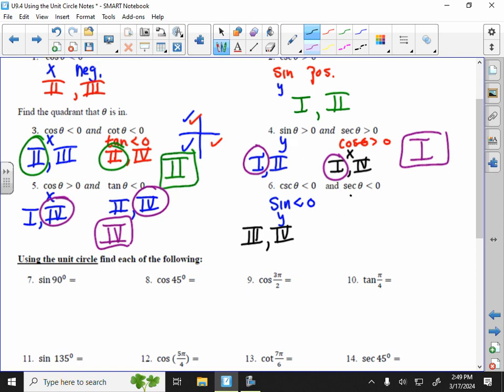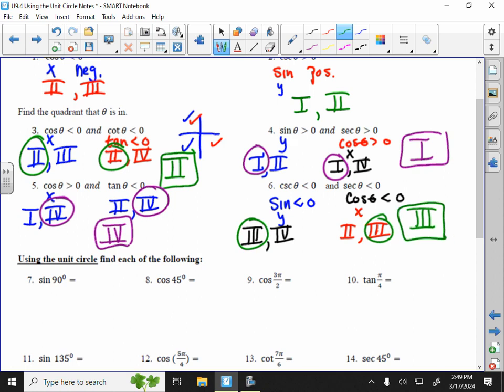Secant, which is the reciprocal of the cosine, when is that less than 0? Okay, so cosine, again, is our x values. So when are all the x values negative? All right, so the x values are negative in 2 and 3. And so the quadrant that's repeating is quadrant 3. So that's going to be the answer, quadrant 3.